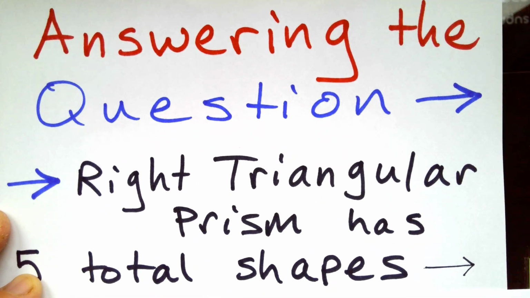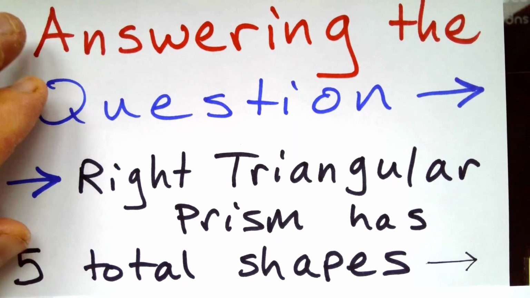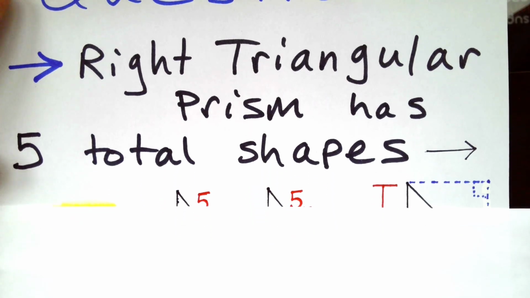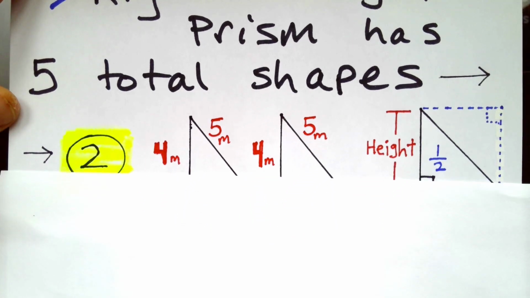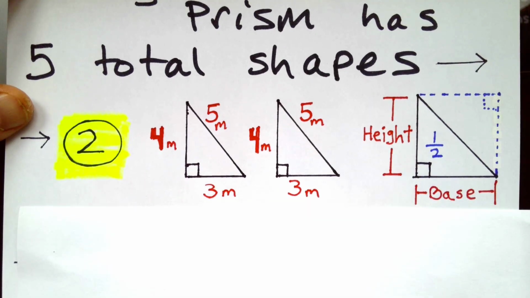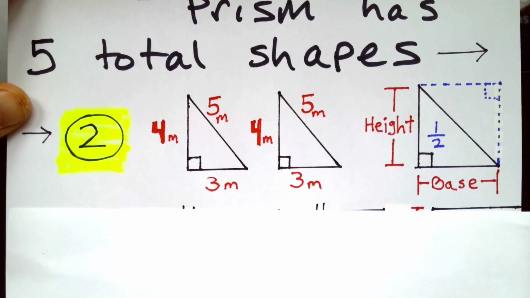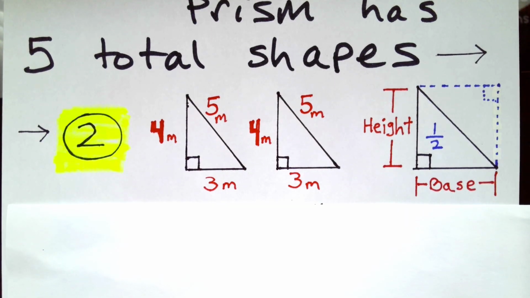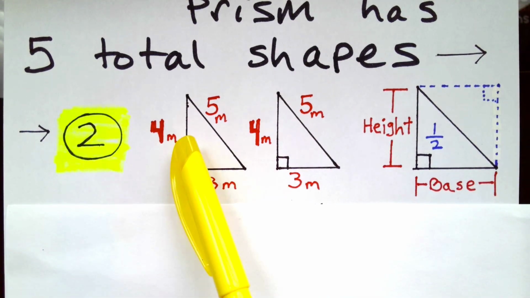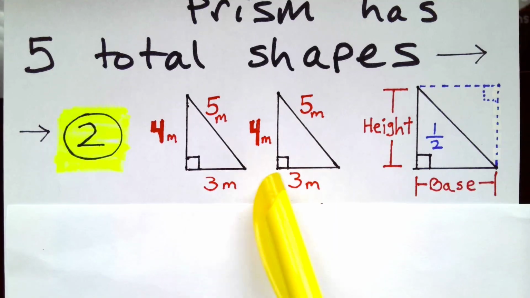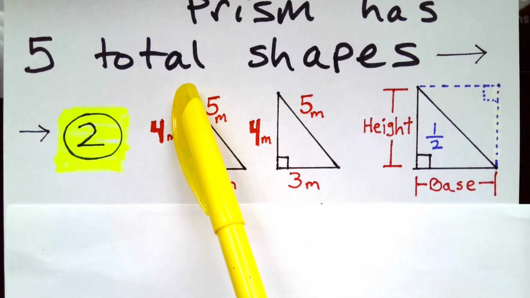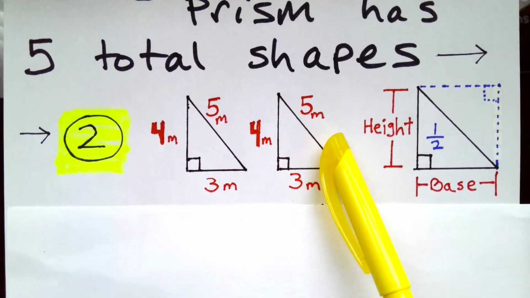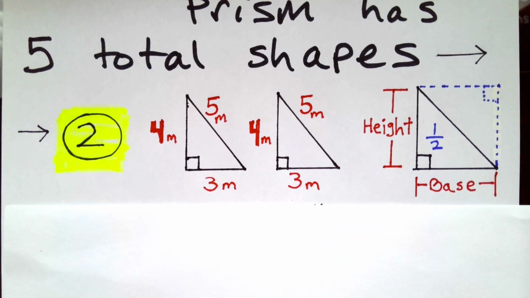So in answering the question, a right triangular prism has 5 total shapes. Just kind of went over that generically, and I wanted to visually show you that. I also want to visually show you the area formula for these shapes, okay? I'm going to try not to rush through this. I'm going to take my time and explain. This is how you answer this type of question. So I have 2 right triangles. Again, a base of 3, height of 4, and a hypotenuse of 5. I showed you how to figure that out in that first question regarding this triangular prism.